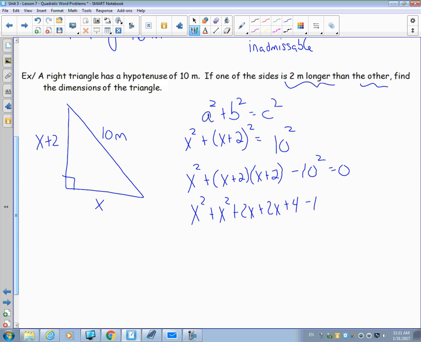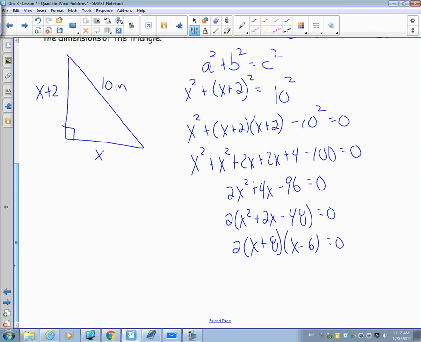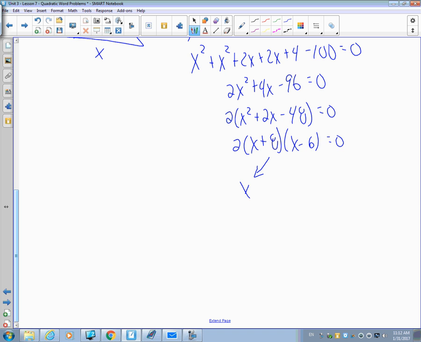Okay, 10 squared we'll write down as 100, might as well. We'll collect our like terms, and then we'll try factoring. Again, it has a common factor, so take it out. Think of things that add to 2 and multiply to 48, and sure enough, we can do that. X plus 8, x minus 6. We have two answers. Either x is negative 8, which, well, that's not possible, so inadmissible, or x is 6.